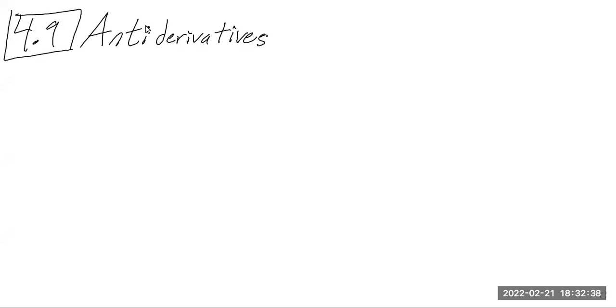Now, antiderivatives are pretty much just the undoing of derivation. Normally, we're given a function f, and I want to get to f prime. I want to derive things. Well, antiderivation is just working backwards. Given a derivative, can you find the original function? Well, we can.